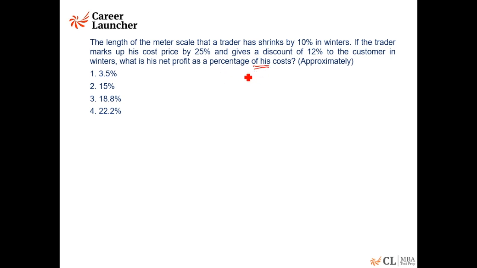First of all, no numbers given. The entire thing is in percentage. Work on a base of 100. Assume cost price to be 100. That means mark price should be up by 25%, 125. Not required, but I'm just doing it. Then the selling price will be, because this is a markup of 25% and there's a discount of 12%. So this becomes 110.